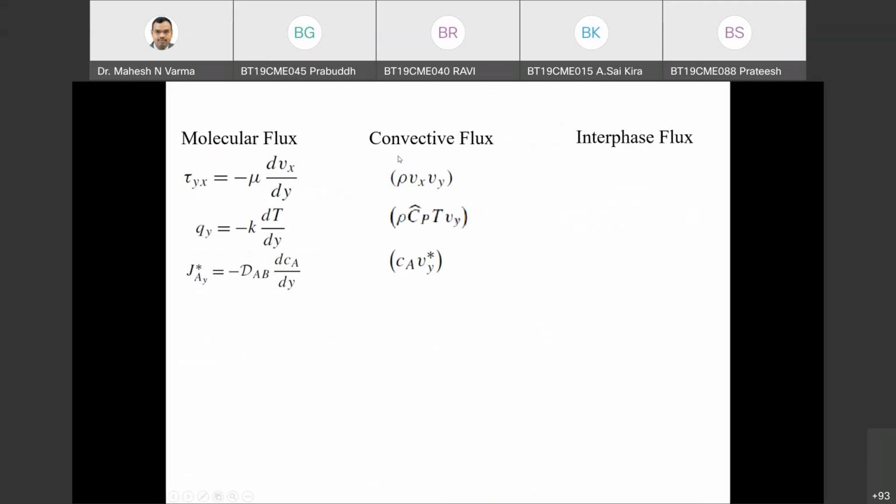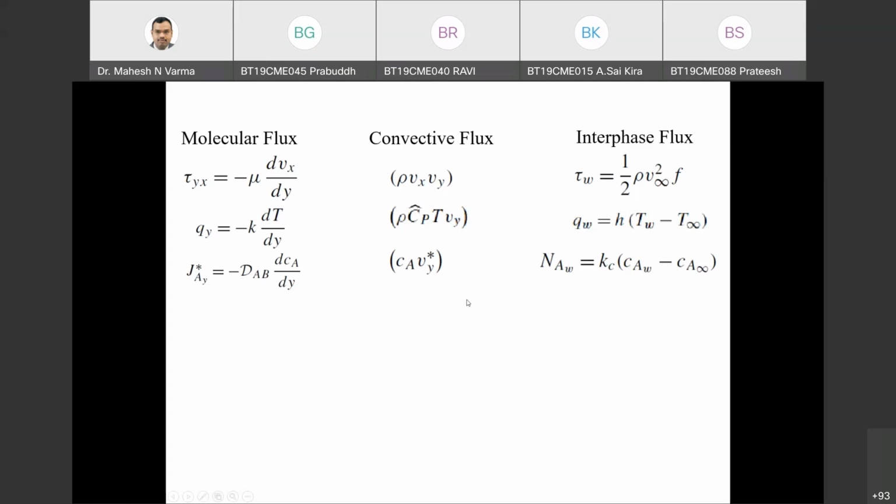Similarly, in convective transfer, this will be rho V V, the convective momentum flux. Rho Cp T into velocity will give you the convective heat flux, and C_A into V_y will give me the convective mass flux. And in interface flux, I have tau_W equals half rho V infinity square into friction factor. This is in heat transfer: the interface heat flux will be a heat transfer coefficient into temperature difference, and in mass transfer, the interface flux will be a mass transfer coefficient into concentration difference.